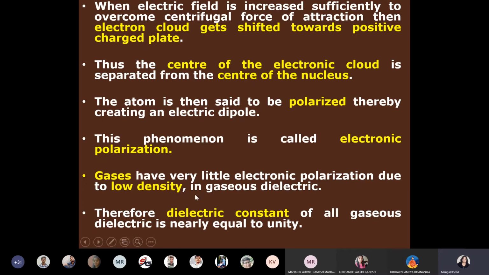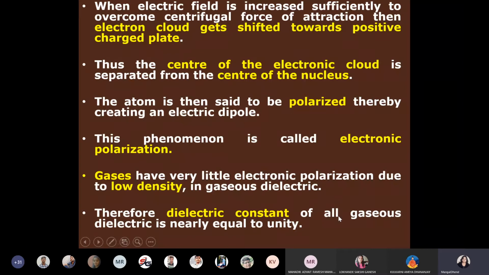And when the atom to atom distance is large, the nearby atom may not have influence. Suppose I am sitting here and somebody is close to me, then interaction between the two may happen. But here it is the interaction between the electric field and the atom. And when interaction between two atoms happens, something different from electronic polarization will happen. So in the case of gases, you will observe this electronic polarization.